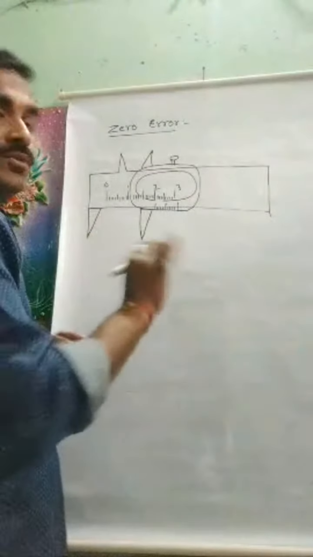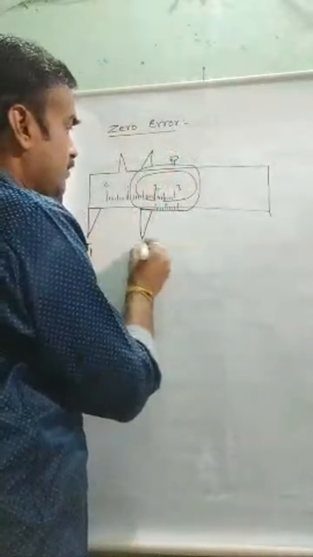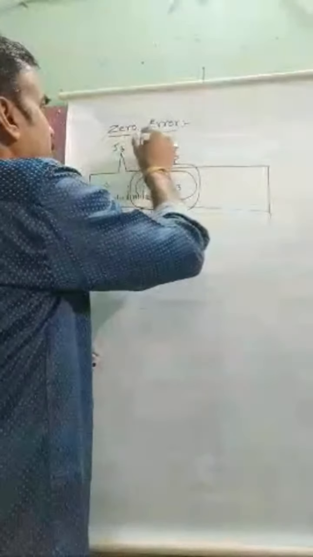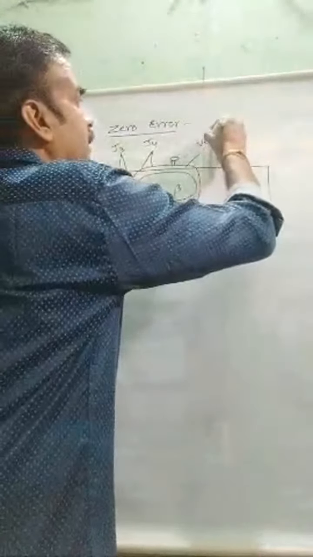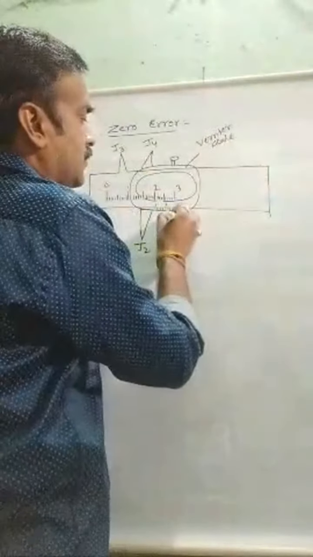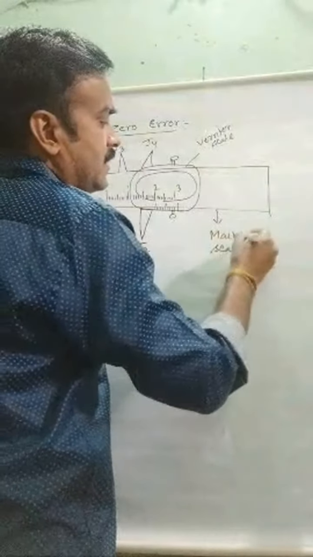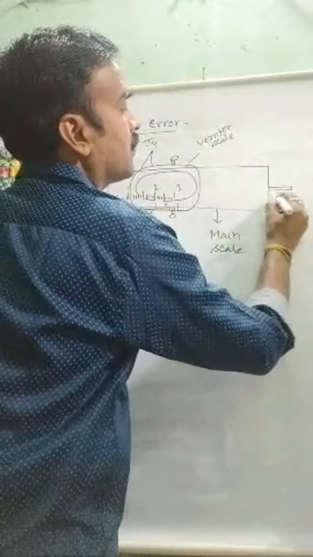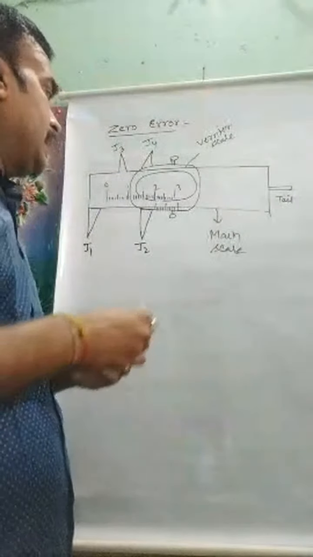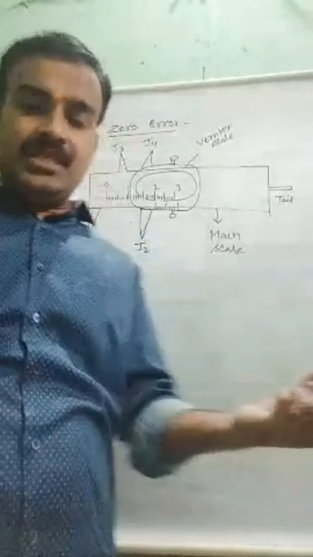Okay, this one is the diagram. Now, this one is J1, J2. Leave it. Again, I'm not going to erase it. J1, J2, J3, J4, Vernier scale, and this one is the main scale, and this one is the tail.